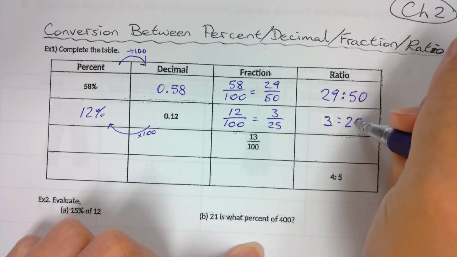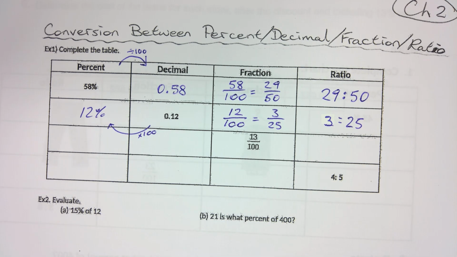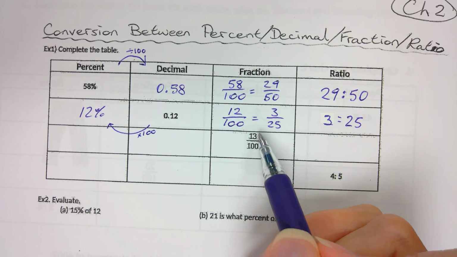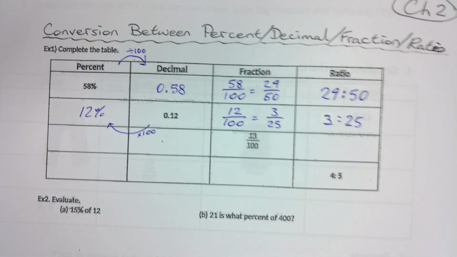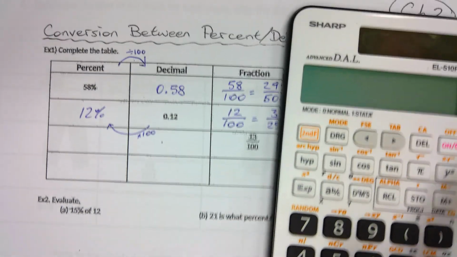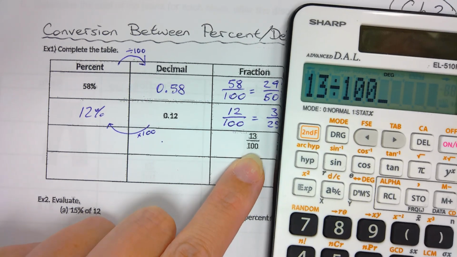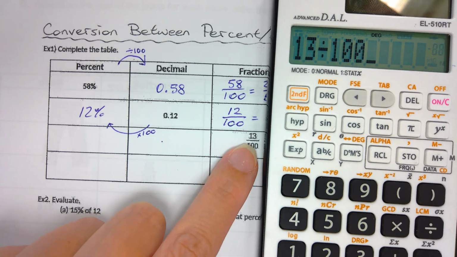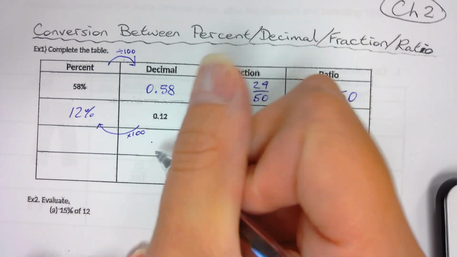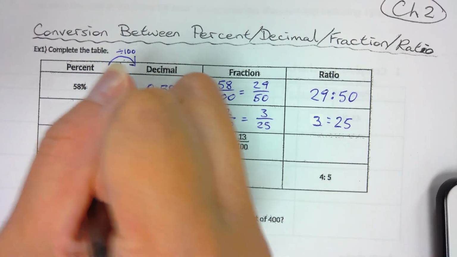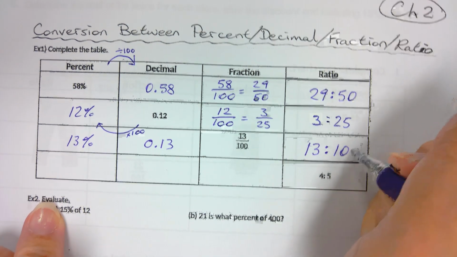Okay, it doesn't matter which order you do these on the test. You'll need to know how to do it interchangeably. So 13 over 100 as a decimal, you shouldn't need a calculator since it's over 100, but if you're not sure, that fraction just means divide. So 0.13. And so you know that's 13%. And as a ratio, 13 to 100.